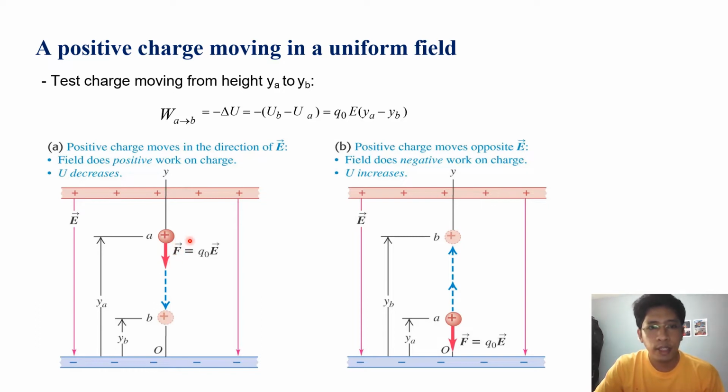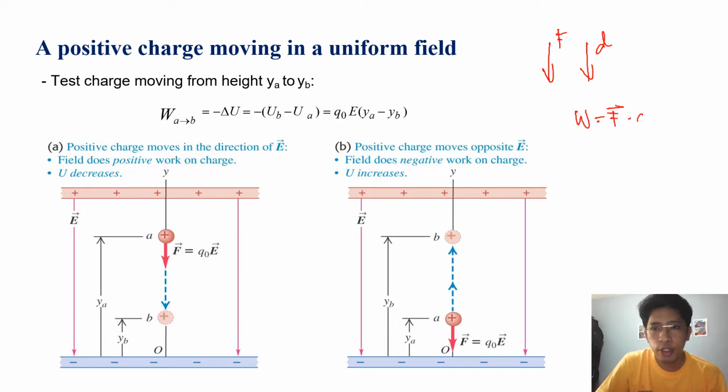And if your test charge again moves in the direction of E, meaning it has a displacement that is downwards, the field does a positive work on the charge. This is similar to what we have discussed in work in mechanics, that if your force and your displacement are in the same direction, you have a positive work. So here, the field does a positive work on the charge, because your work is equal to your F times your displacement, and this is equal to F D cosine theta.